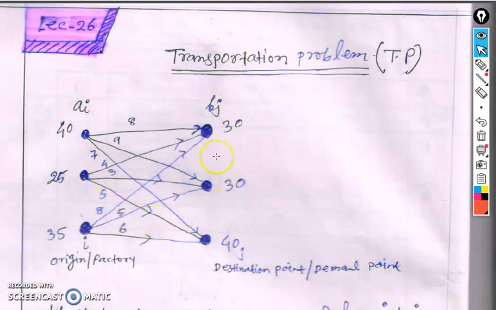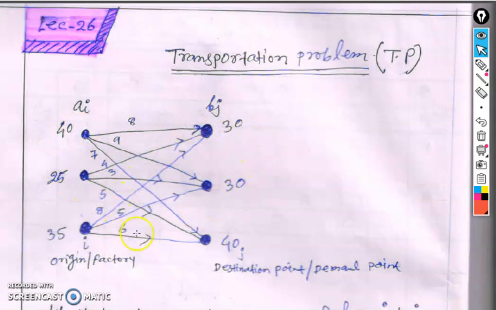Here is a diagrammatical representation of a transportation problem. Here we use some terms. One is called the origin or factory, another one is called the destination point or the demand point. We represent the origin or factory's quantity by AI, how many units are produced by this company, and BJ represents how many units are demanded at a particular destination point.